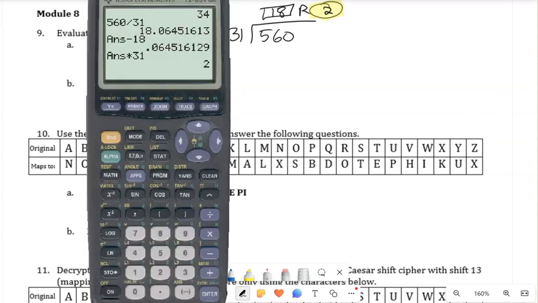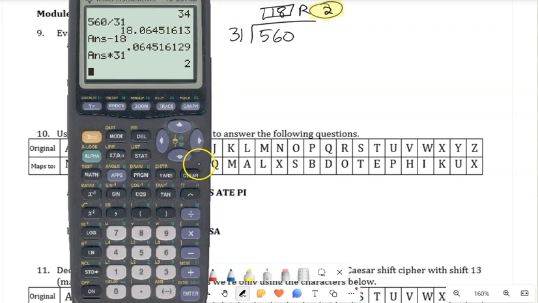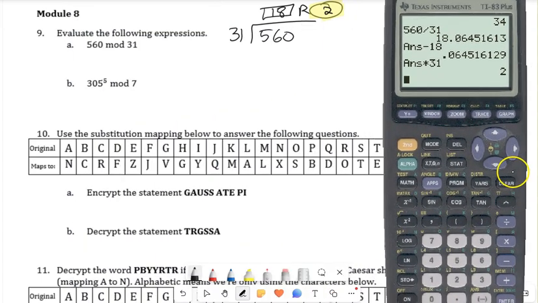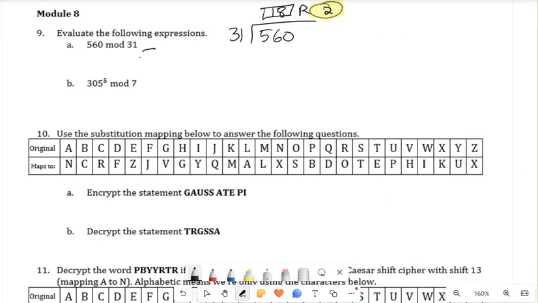Now, does that actually work? If we went just 2. This is 2. Wow. So if we went through the process, 31 goes into 56 one time, 1 times 31, and subtract, that would be 25. Bring the 0 down. 31 goes into 250 8 times. 8 times 31, 8 times 3 is 24. And we subtract 2. Remainder 2.